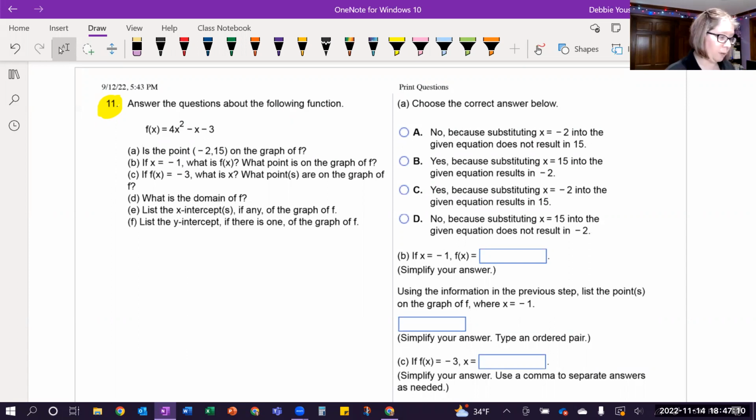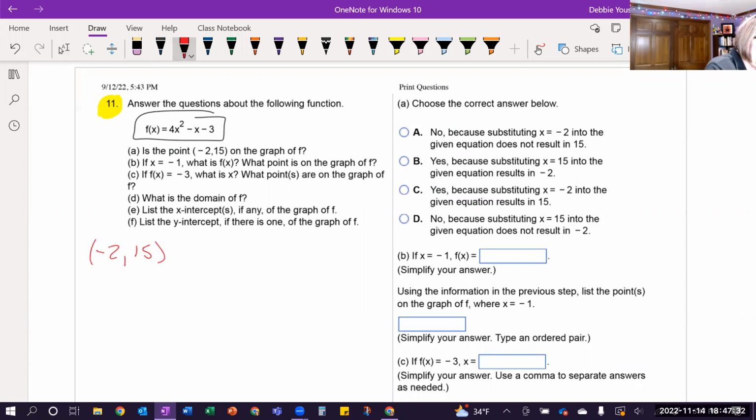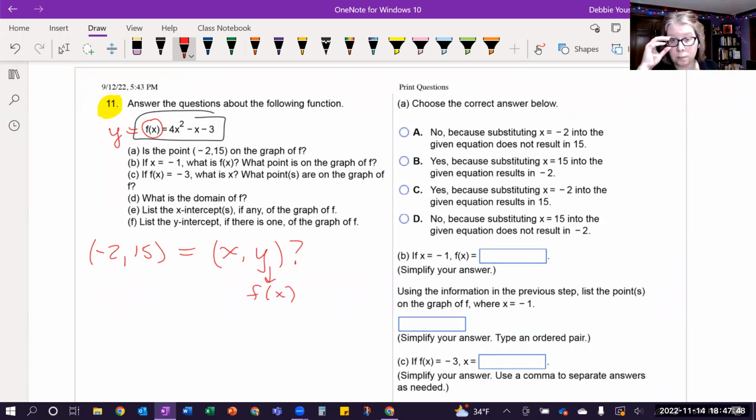So let's run through these parts. We are given this function, f of x equals 4x squared minus x minus 3. And the first question we are given is part a. Is the point (-2, 15) on the graph of f? Well, if it is, then that is a set of coordinates x and y for the graph. Now remember, y is the same thing as your output f of x. So this f of x is the same thing as what we call y. Okay, it's just that we name it f of x when it's a function.